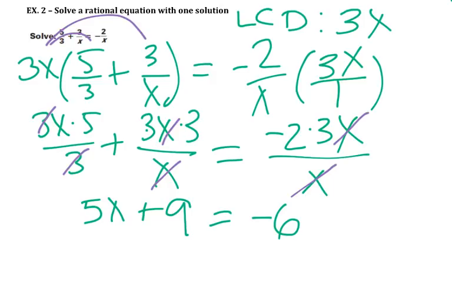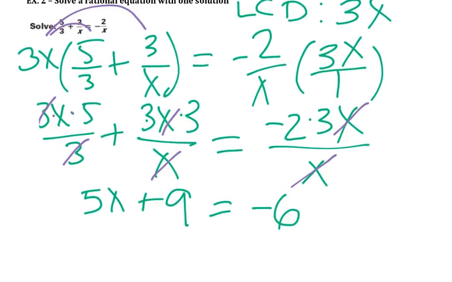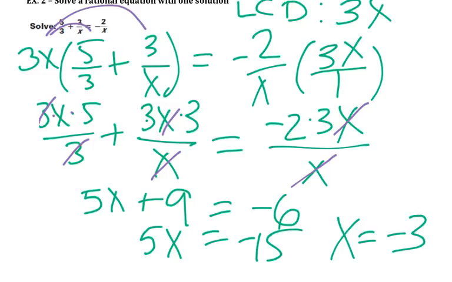So remember, when we cancel, we can only cancel inside of fractions, and we can only cancel if it's factored. And these fractions are factored because it's just things being multiplied to each other. So 3 is a factor, x is a factor, 5 is a factor, etc. All right, now that we have it as 5x plus 9, we can just solve this basic equation. So I'm going to subtract 9. I get 5x equals negative 6 minus 9, which is negative 15. So x equals negative 3.